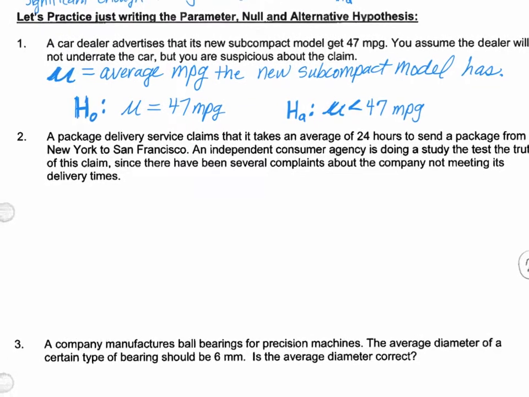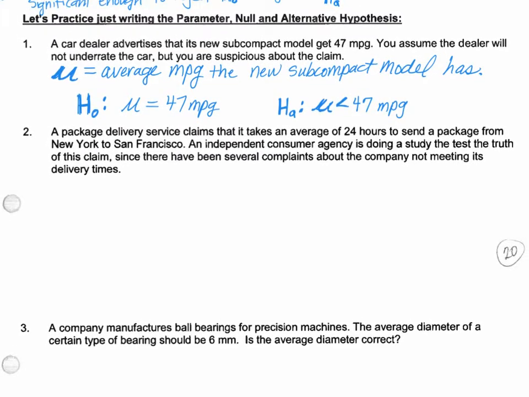Okay, let's take a look at the next one. Number 2, a package delivery service claims that it takes an average of 24 hours to send a package from New York to San Francisco. An independent consumer agency is doing a study to test the truth of this claim, since there have been several complaints about the company not meeting its delivery times. All right, so would this be a mean problem or a proportion problem? Mean.